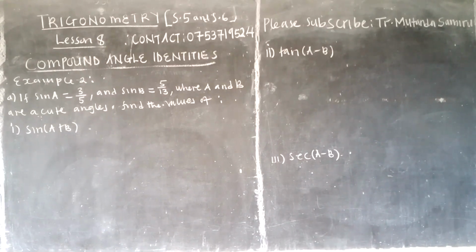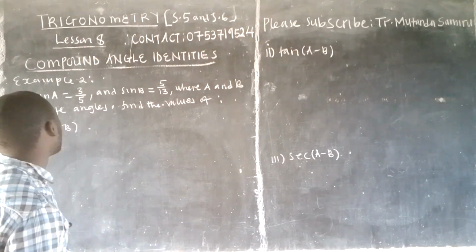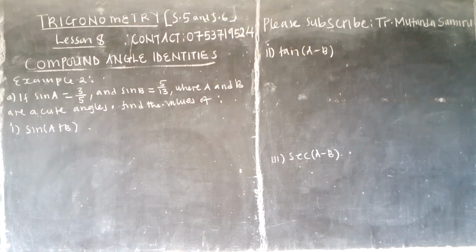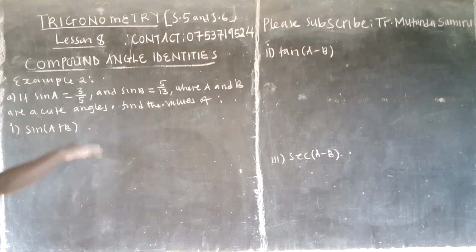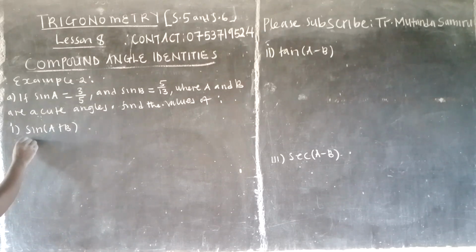All right, so we have another example. Example 2, still about lesson 8, compound angle identities. If sine A is equal to 3 over 5 and sine B is equal to 5 over 13, where A and B are acute angles, first find the values of 1, sine of A plus B, 2, tan of A minus B, and 3, sec of A minus B. All right, good. So let's now handle this. Now we have sine A is this and it's acute. So what you're going to do, we shall now say solution.